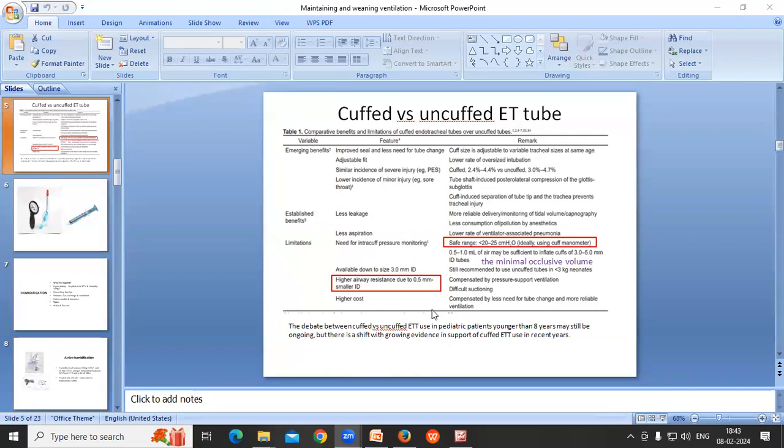And one thing to make sure of when using a cuffed tube is that you need to monitor pressure. If you're not monitoring pressure, please avoid it, at least in younger children. So I hope I answered the question. Is it clear for everyone? Can we move on?